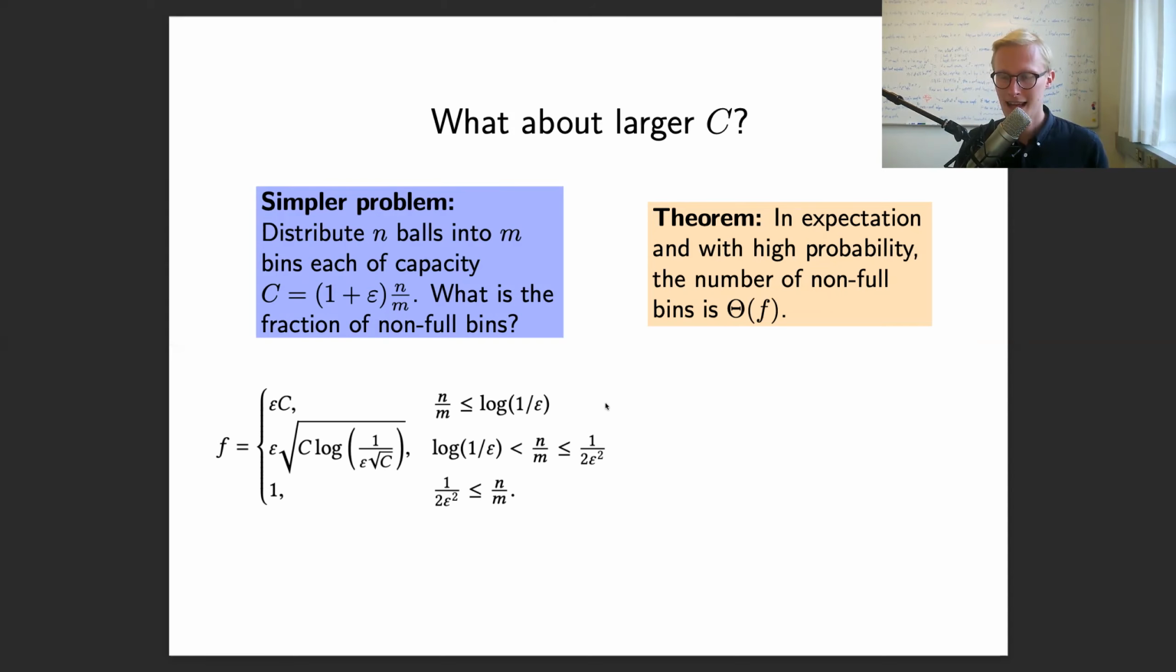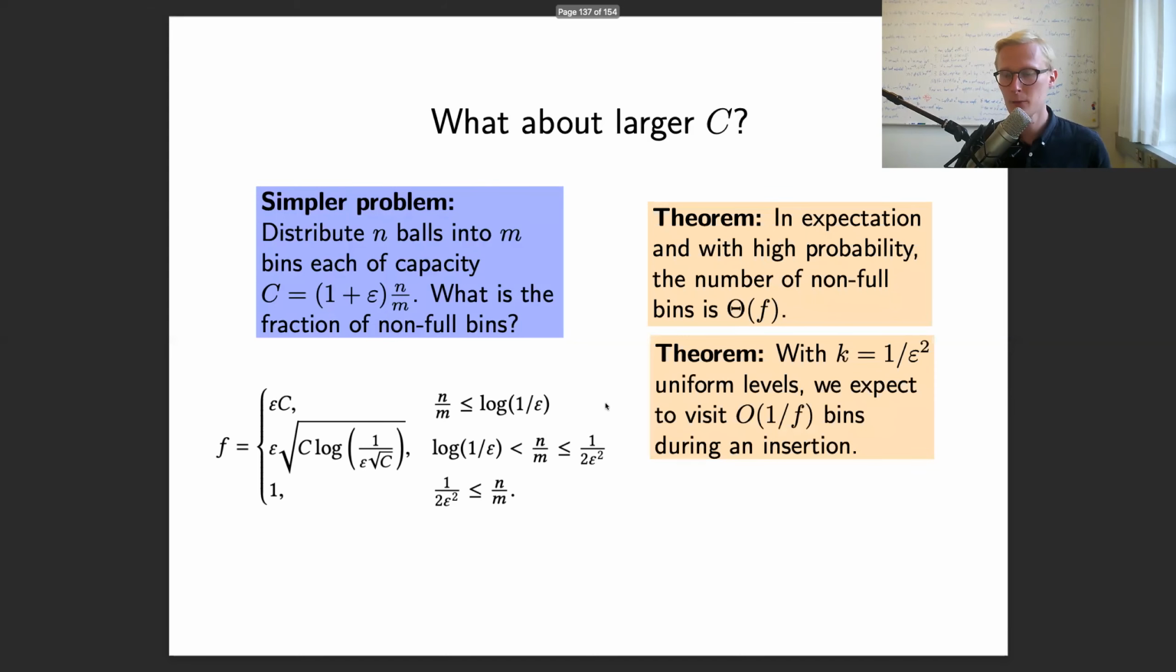And when we keep picking a uniformly random bin with f non-full bins, we then expect to visit order 1 over f of them before we find one that is non-full. And it turns out that we can actually achieve a similar bound with our data structure if we use enough levels. So we show, and that is our main result, that using order 1 over epsilon squared uniform levels, we expect to visit order 1 over f bins during an insertion.